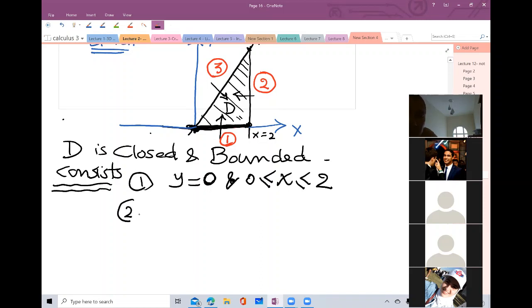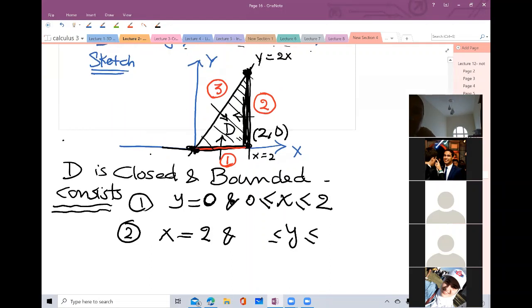Now the second boundary, this vertical line, is the line x equals 2, this time, right? And my y is bounded between which values? You start from this point, which is the point (2, 0), and the intersection point here is the point where x is 2 and y is 4. It's simple. You put x as 2, it gives you y as 4. So it ranges from 0 to 4.